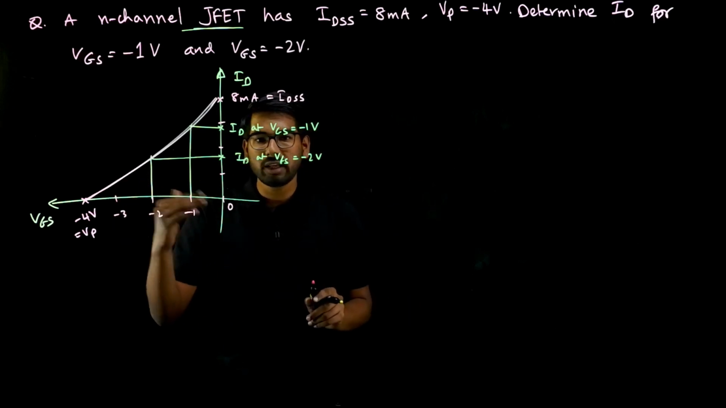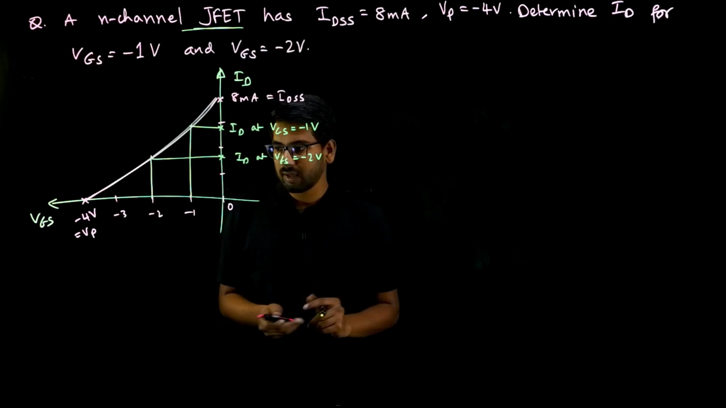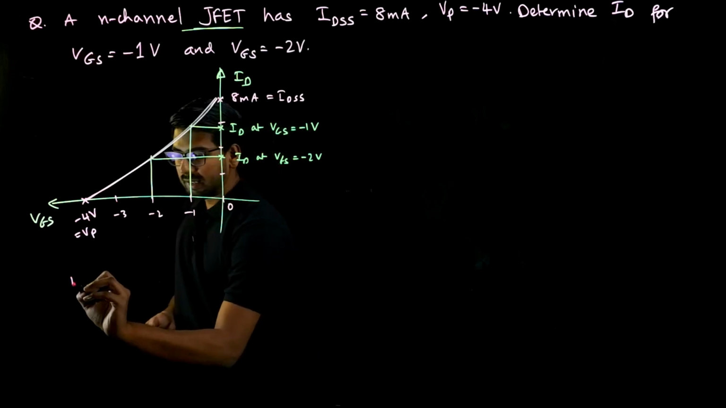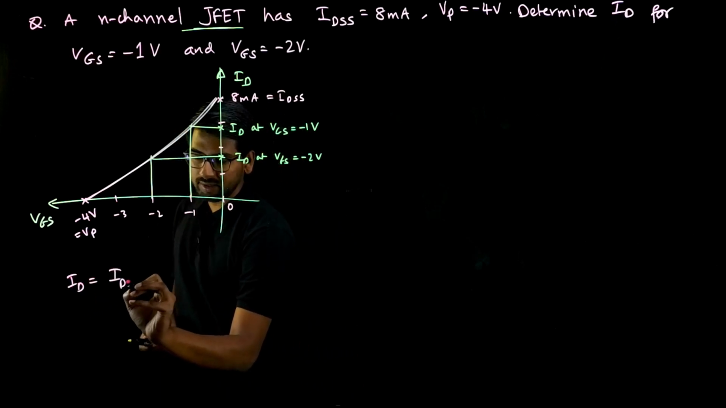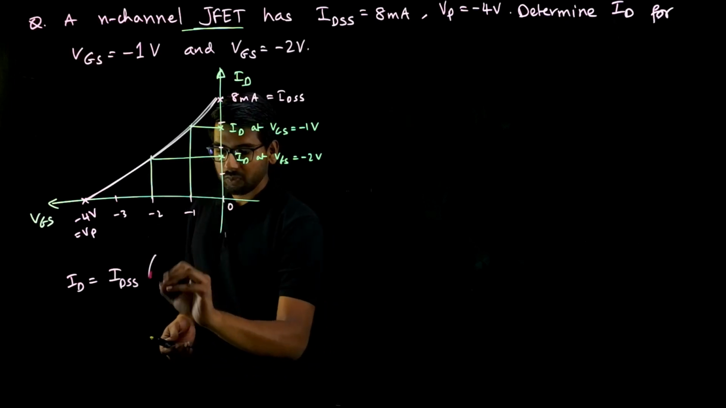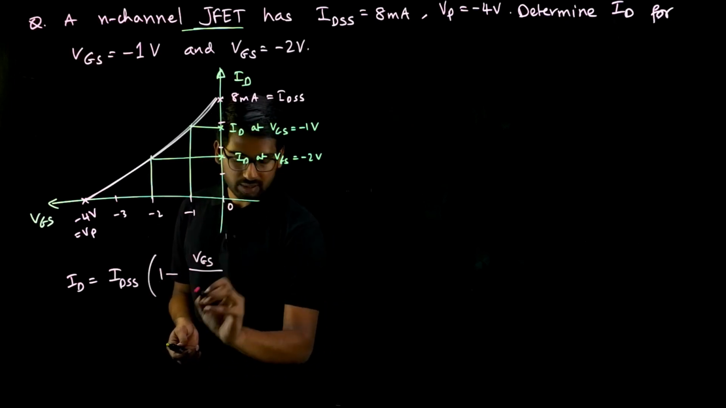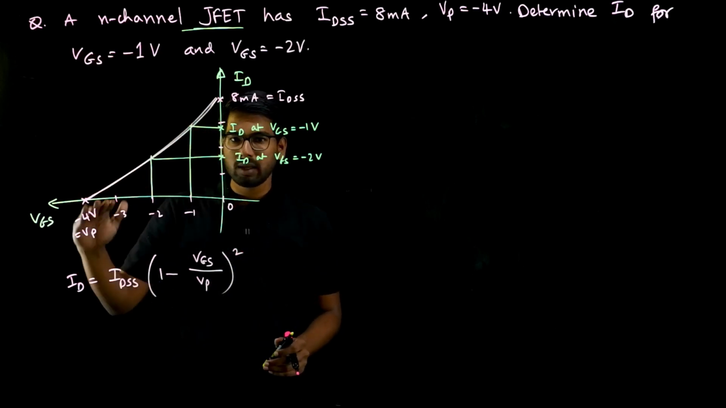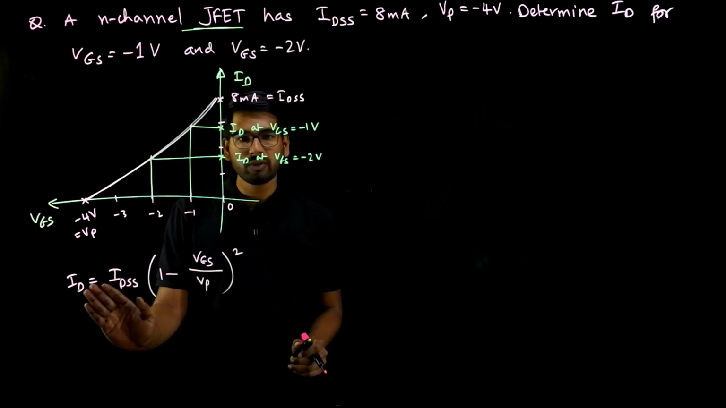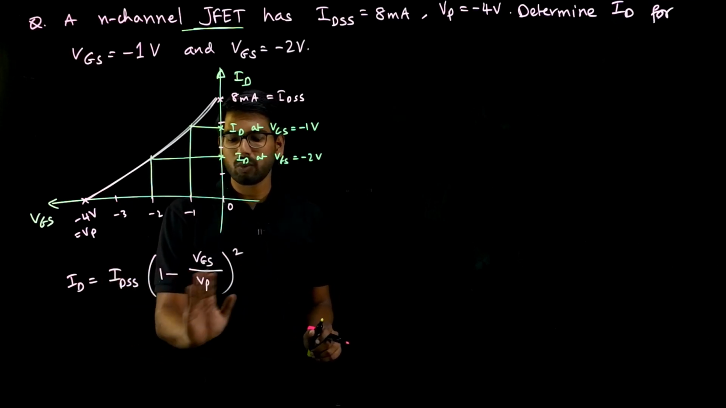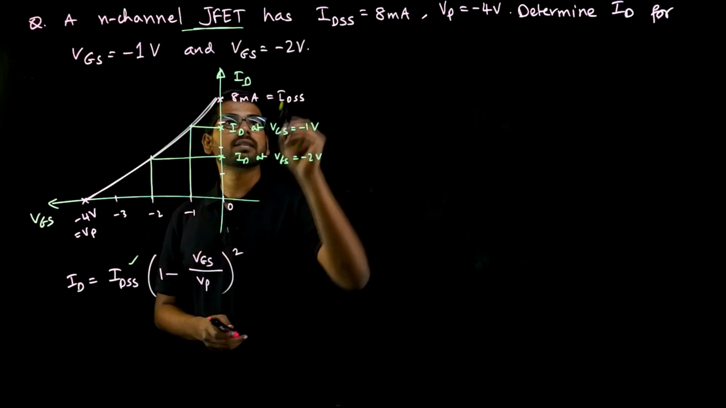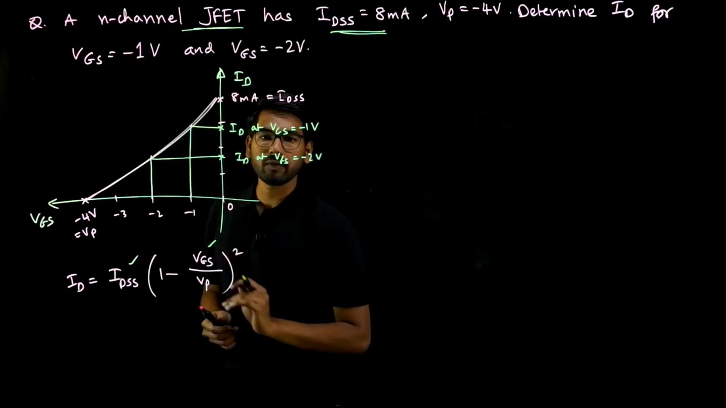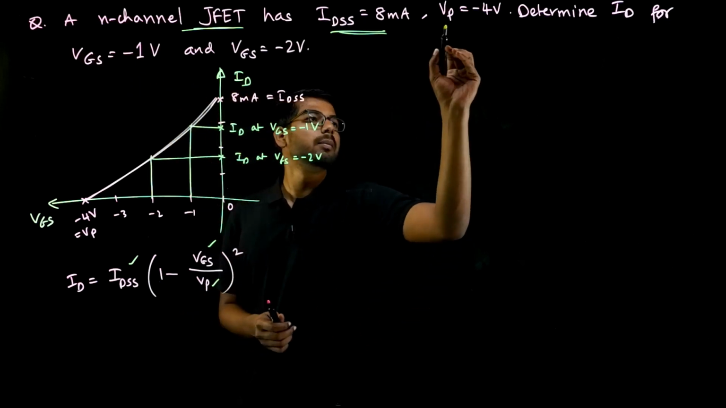The mathematical equation for this graph, for this function, is the formula we need. ID is equal to IDSS times (1 minus VGS by VP) whole square. This graph, this function, is approximated in mathematical form using this equation. We know IDSS, and we know VGS. In two cases we have to find ID, and VP is minus 4 volts.